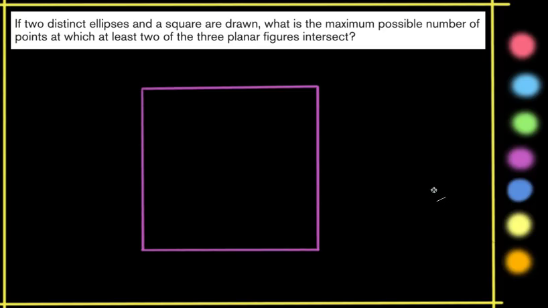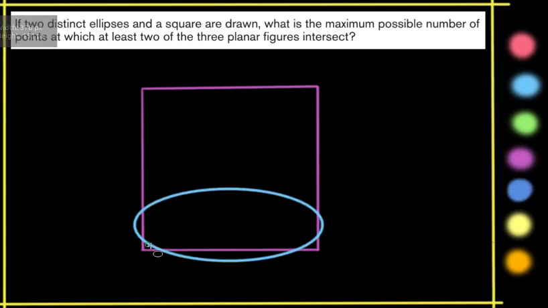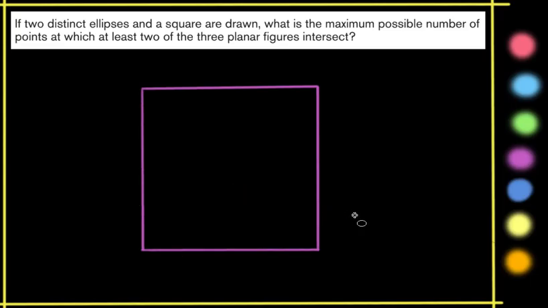So the first question is, how many intersections can I have between one ellipse and one square? So let's grab ourselves an ellipse here. And I want to make it so that it intersects as many times as possible. That's kind of hard to think about. I mean, maybe I could intersect, whoops. Maybe I could, how many times can I intersect? Maybe I could do like this. And I get 1, 2, 3, 4, 5, 6. That's a lot of intersections. Is that the best I can do?